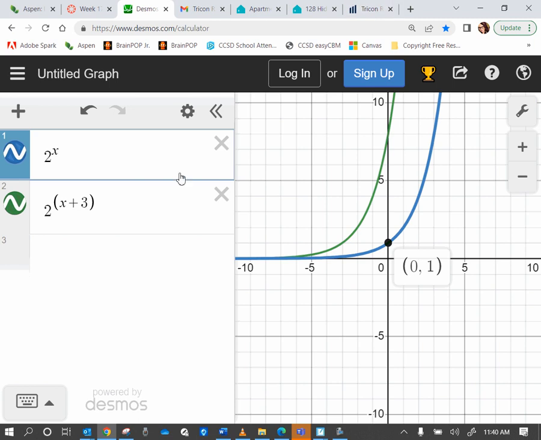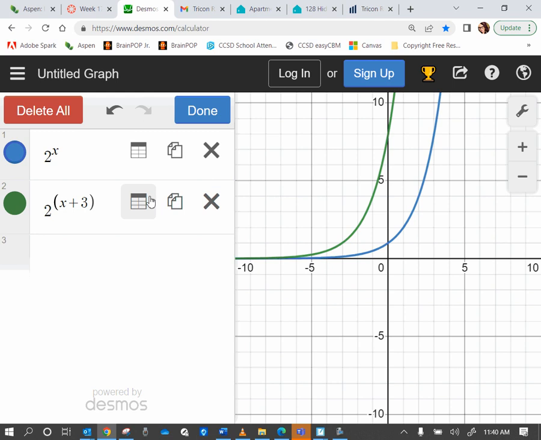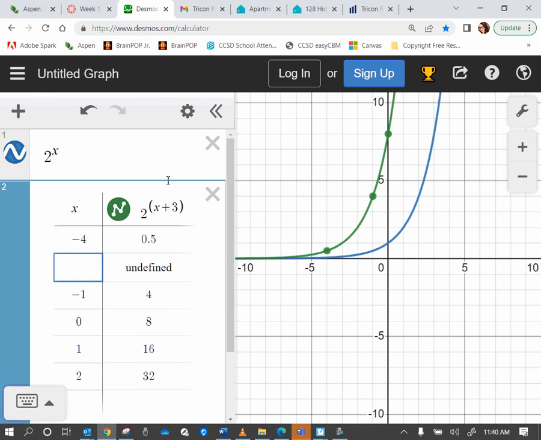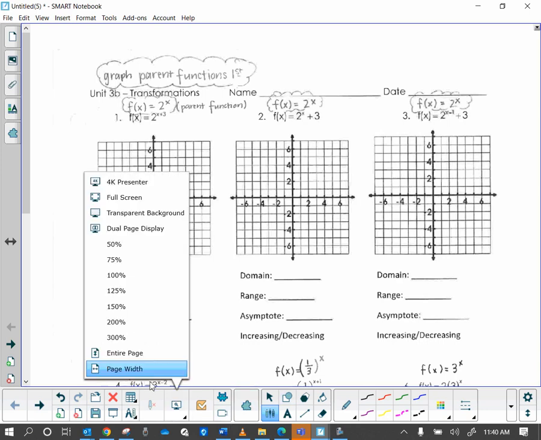So let's graph that. Let's get some points. Okay, so we've got some nice points. Let's start at negative 4. Negative 4, negative 3, negative 2. So we can start at negative 4. We've got all those nice points. So let's put that on our graph. And I'm going to zoom in.